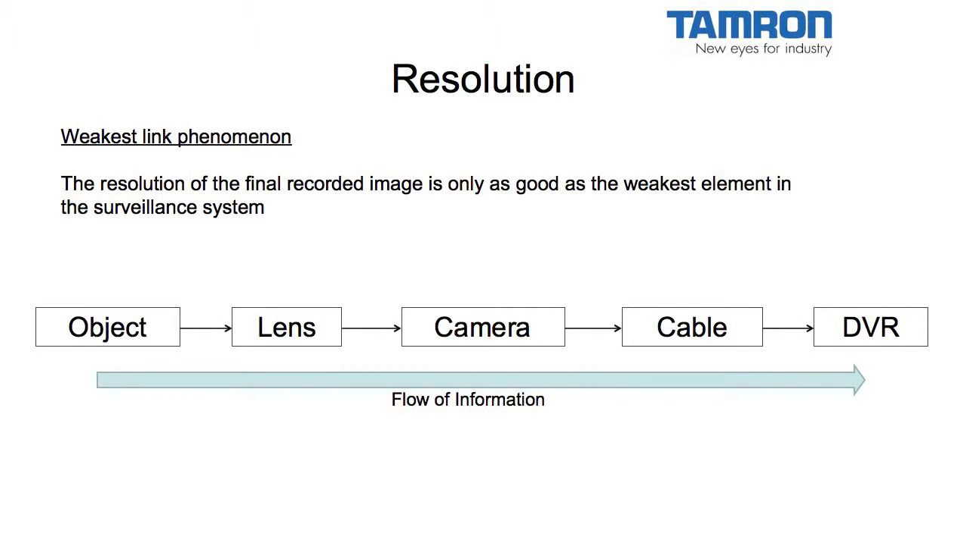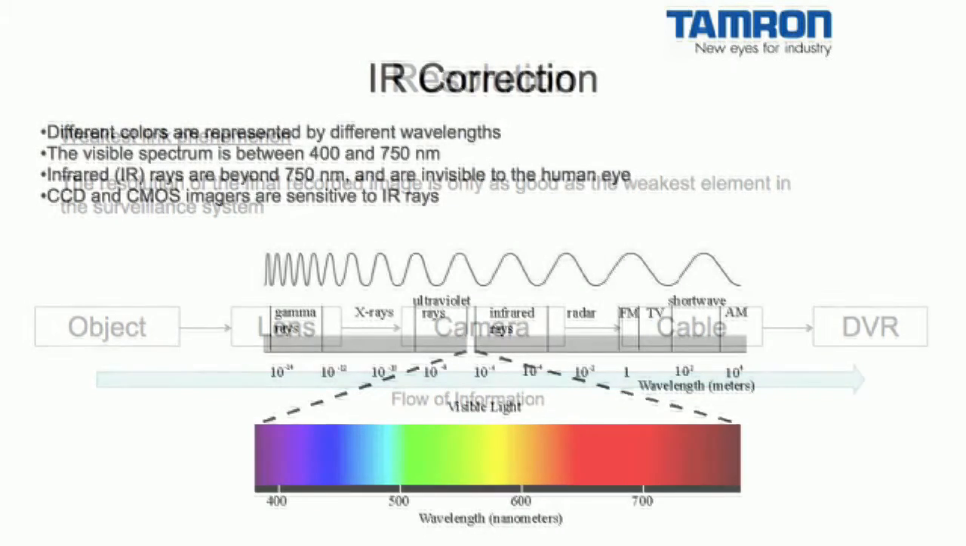When deciding on the resolving power of your camera and lens, remember that the resolution of the final recorded image can only be as good as the weakest element in your surveillance system. Information can only be lost as it flows through each element in the system. A low-resolution lens will capture a low-resolution image, even when used with a high-resolution camera.